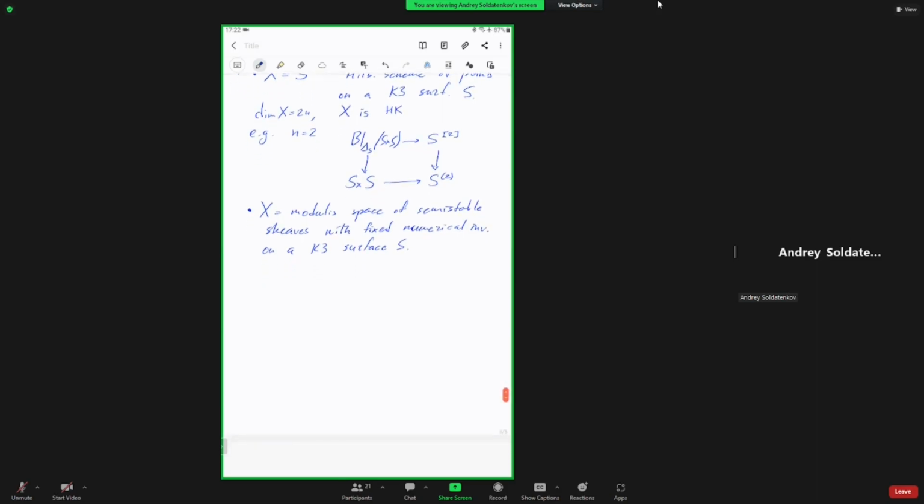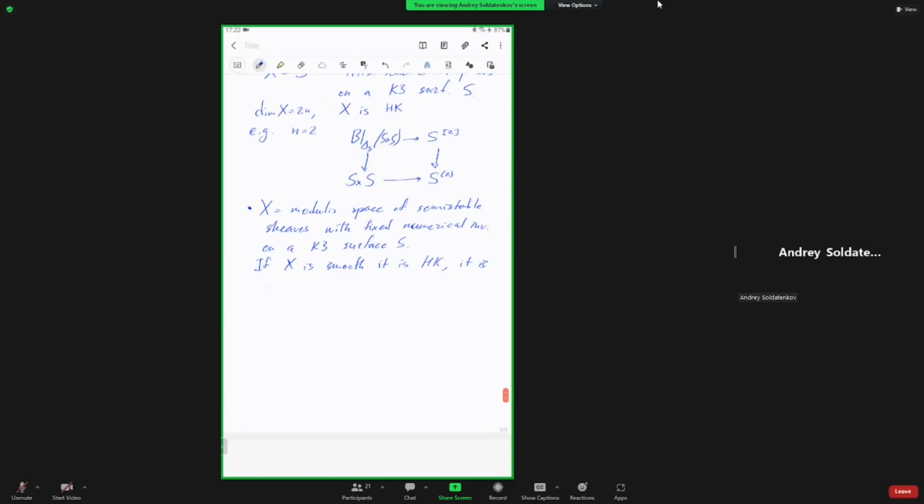But there are some other cases when the moduli space will be smooth, and then if X is smooth, it is hyperkähler, and it is a deformation of the Hilbert scheme for some n. So these moduli spaces give us examples of hyperkähler manifolds in the same deformation class.